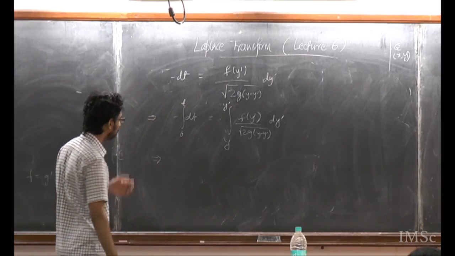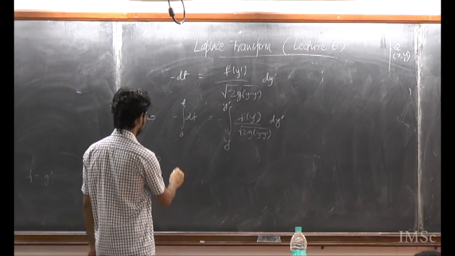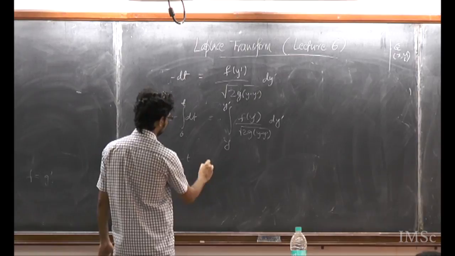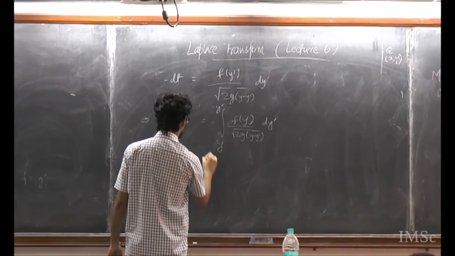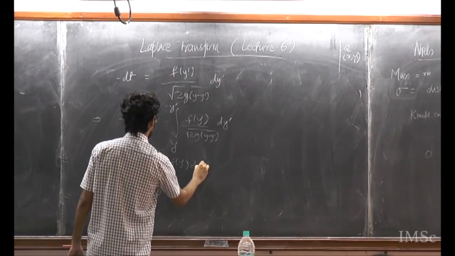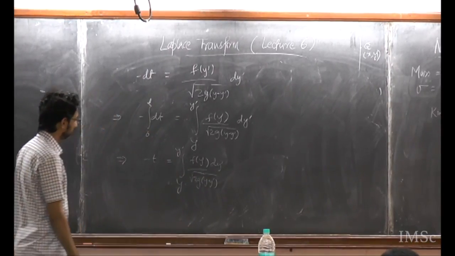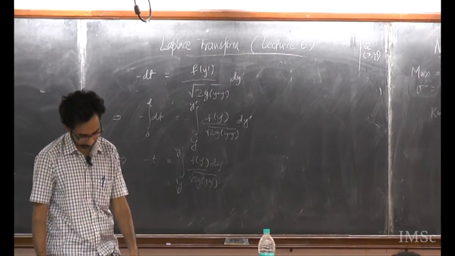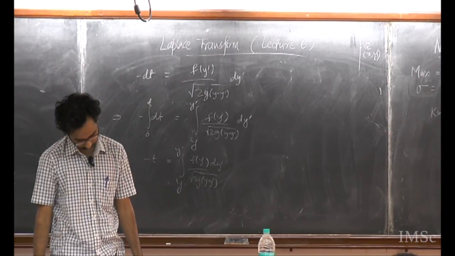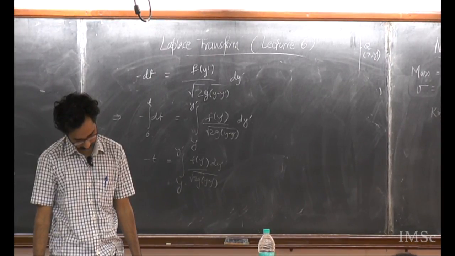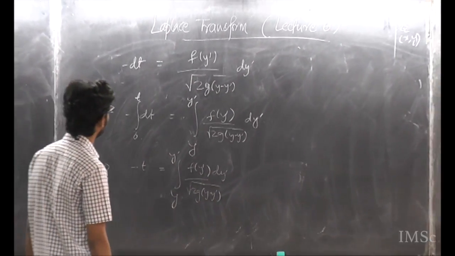So this is minus t, and on the right hand side, this is the integral from y to y prime of f(y prime) dy prime over root 2g (y minus y prime). Sorry, I should be getting 0 to y prime.